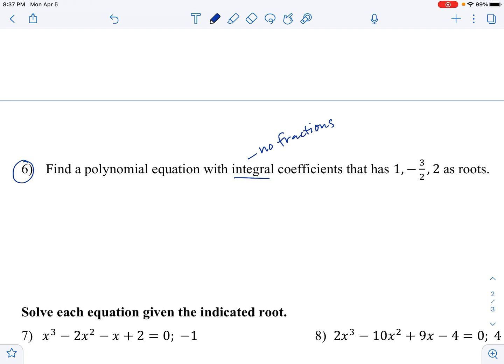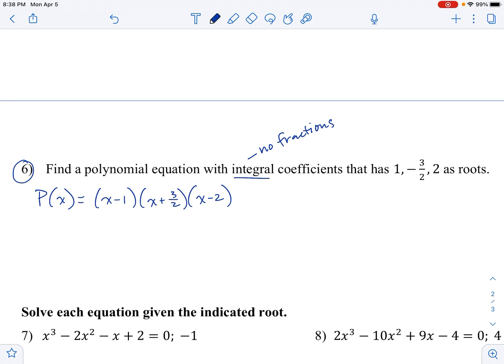What do I know about this? Well, there's a couple of different things I can do here. I cannot do my sum and product anymore. That only works for quadratics. So what I could do is just say that each of these is going to give me a binomial. So I'm going to have x minus 1 to give me that root of 1. I'm going to have x plus 3/2 to give me that root of -3/2. I'm going to have x minus 2. I could go ahead and multiply these all out.